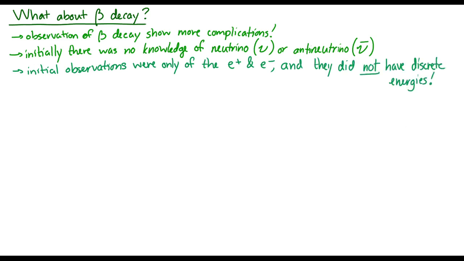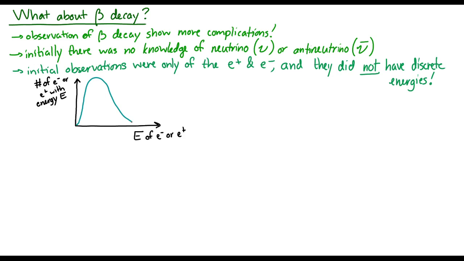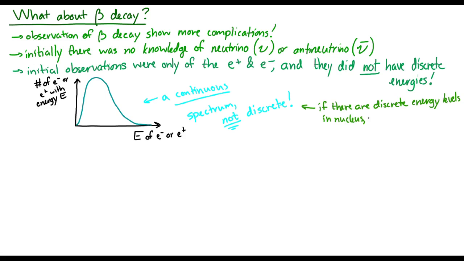And the graph that's usually associated with that looks like this. On the vertical axis, we're going to say the number of positrons or electrons with a certain energy, and on the horizontal axis, we're going to have the energy of the electron or positron that's emitted in the decay. It looks something like this. It's not discrete, it's continuous. And this is surprising because if there are discrete energy levels within the nucleus, the emitted particles in beta decay should also have discrete energies, but they don't.